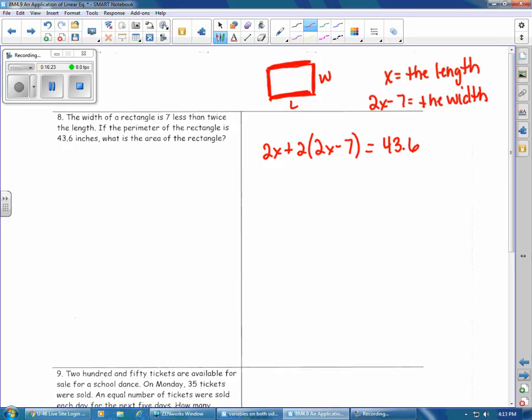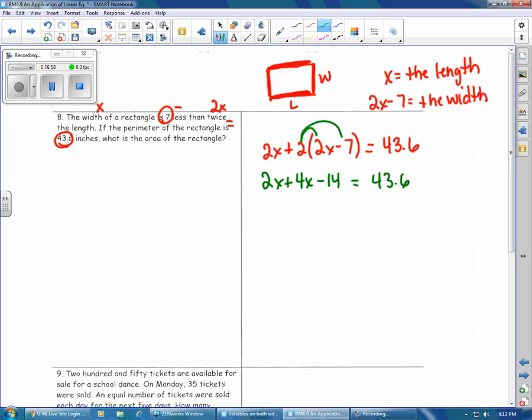So the width of a rectangle, this is what we don't know. Okay. So now we get to solve this equation. Again, going through the steps that we always go through. We've got something to distribute here. So we'll have 2x plus 4x minus 14 equals 43.6.